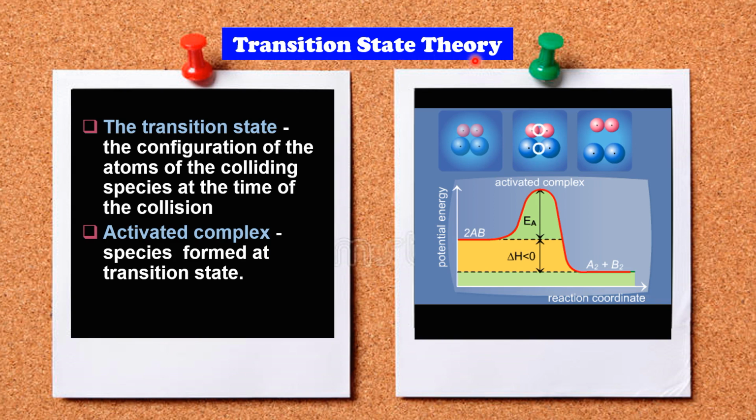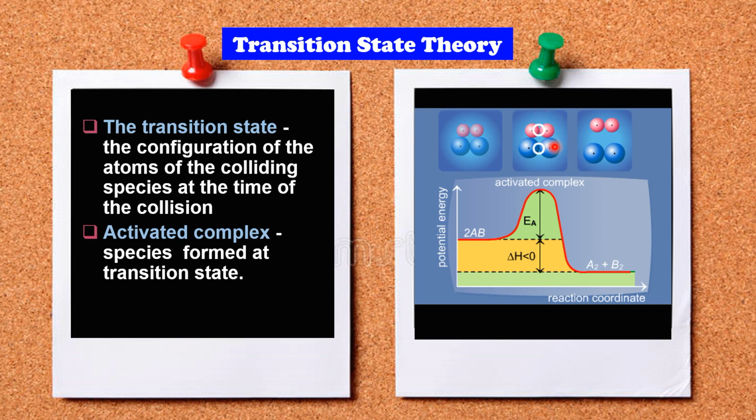Alright, so transition state theory. We can define transition state as the configuration of the atoms of the colliding species at the time of the collision. So maksudnya dia berlaku semasa pelanggaran tu, and then molekul dia akan susun dalam susunan, configuration susunan tertentu, tapi dia hanya seketika saja. Contoh, for example like this, we have AB. Ni AB molecule. This is also an AB molecule. So when they collide together and become like this, dia akan dapat susunan atom macam ni pada waktu tersebut.